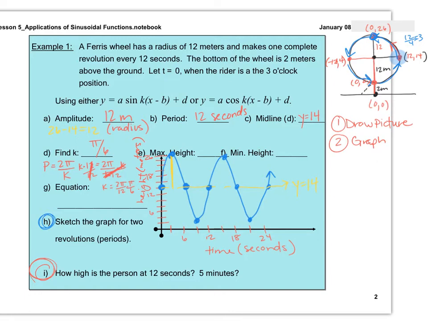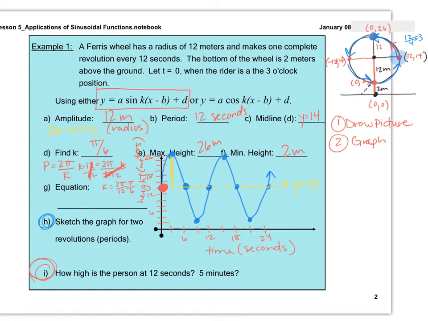Let's think about maximum height. What's the highest we ever get on this Ferris wheel? 26 meters. What's the lowest we ever get? 2 meters. And can we write the equation for this graph? First, think about, does it look like a sine curve or a cosine curve? It starts right on the midline. This point right here, I'm putting a big red dot there, that's right on the midline. And so I think this is like a sine curve. It's not starting above it like a cosine curve would.